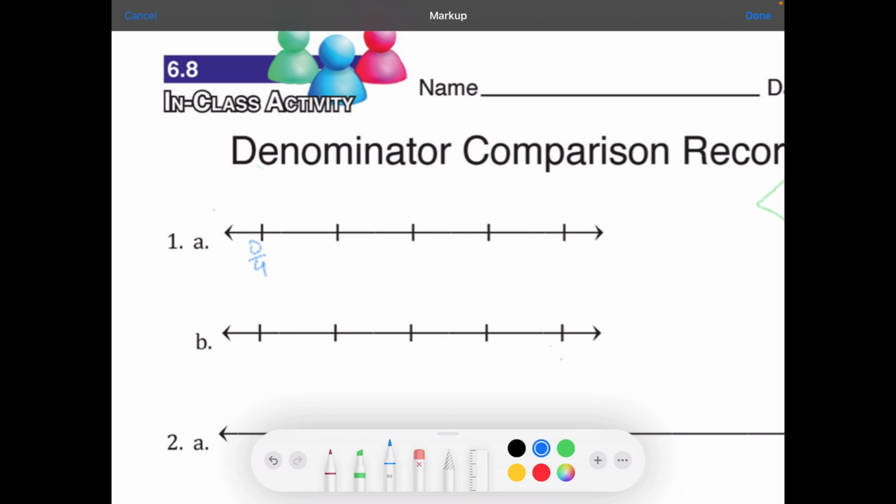All right, so hopefully you have 0 fourths, then 1 fourth, 2 fourths, 3 fourths, and then our 1 whole or 4 fourths.